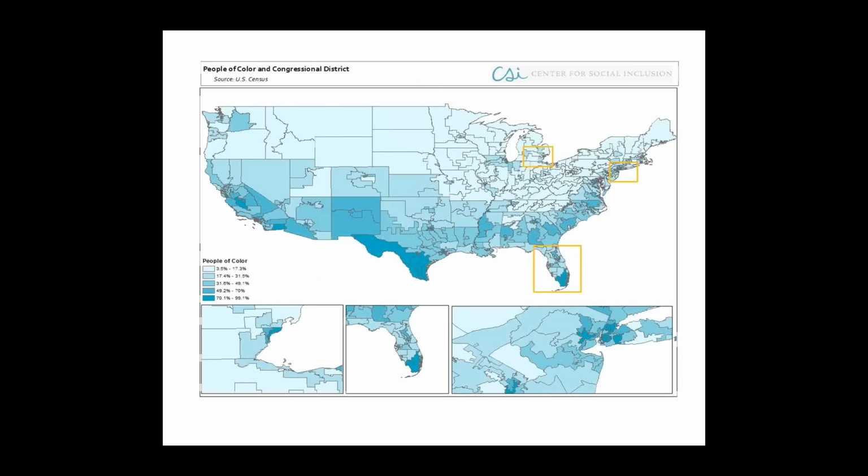So I want to show you some data right now that demonstrates where we are now as a country. This map that you're looking at is of people of color in congressional districts. The dark blue indicates communities where the percentages of people of color are between 70% and 99%. The lightest blue represents the communities where people of color are between 3.5% and 17.3%.